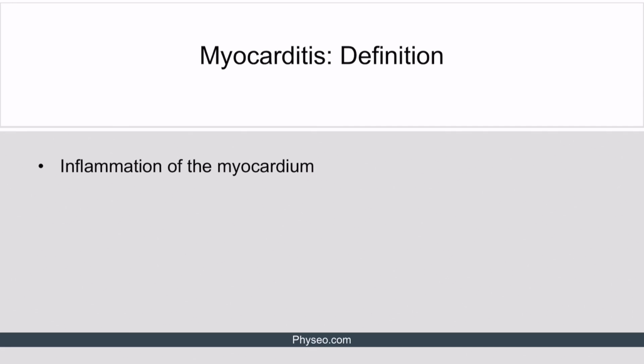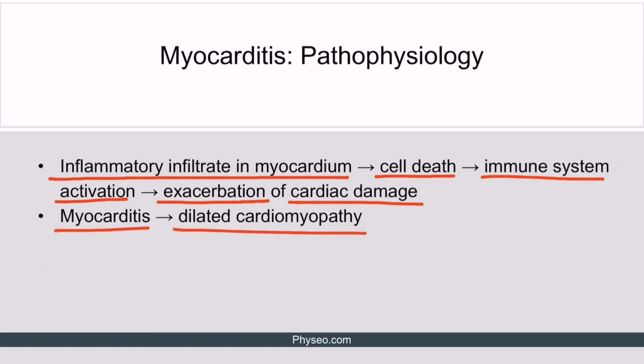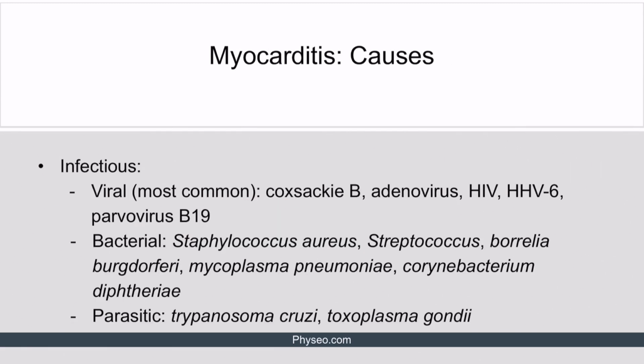Myocarditis, as the name implies, is characterized by inflammation of the myocardium. Inflammatory infiltrate in the myocardium results in cell death. Release of intracellular antigens then activates the immune system, which then further exacerbates the cardiac damage. Myocarditis can eventually result in dilated cardiomyopathy if the inflammation and damage is prolonged. It's high yield to know the causes of myocarditis.